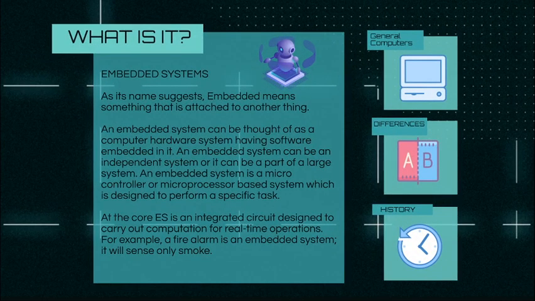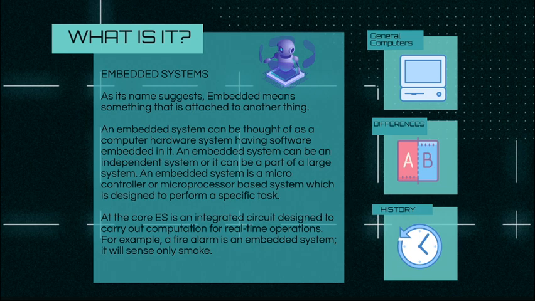Starting from the basics, we can define embedded system as a hardware system having software embedded into it. An embedded system is a microcontroller or a microprocessor based system which is designed to perform specific tasks, having washing machine, radio, TV as day-to-day examples.